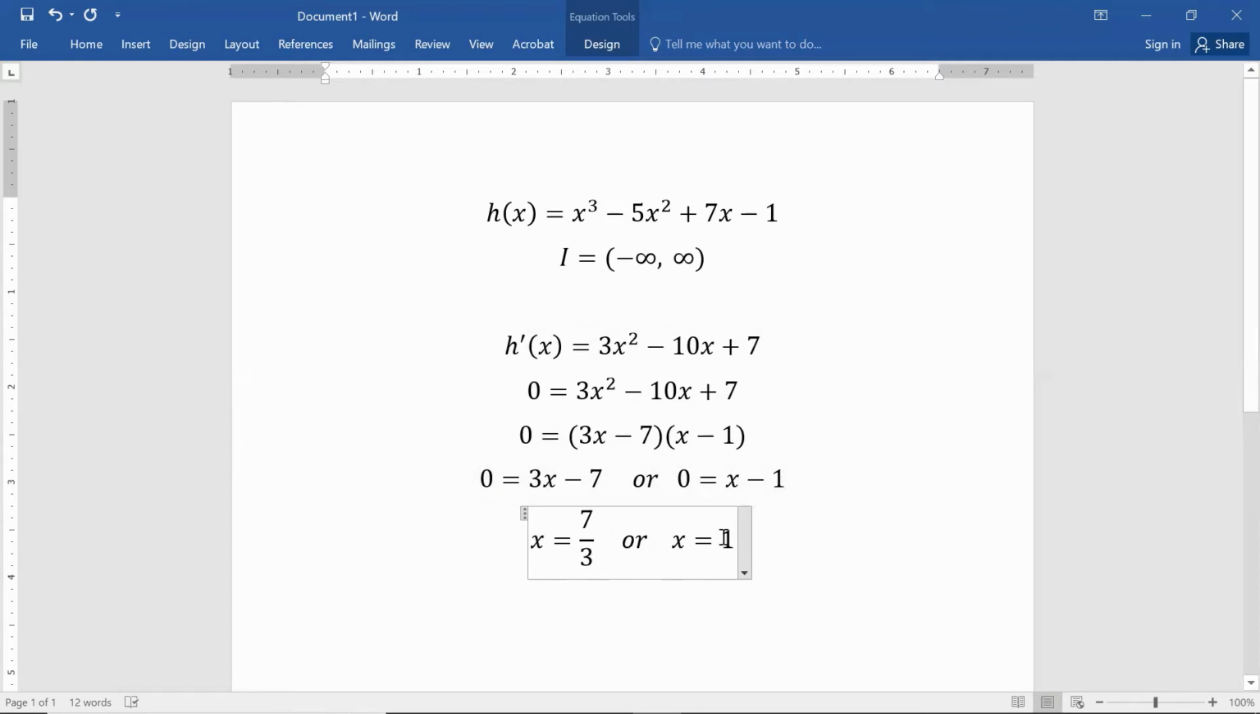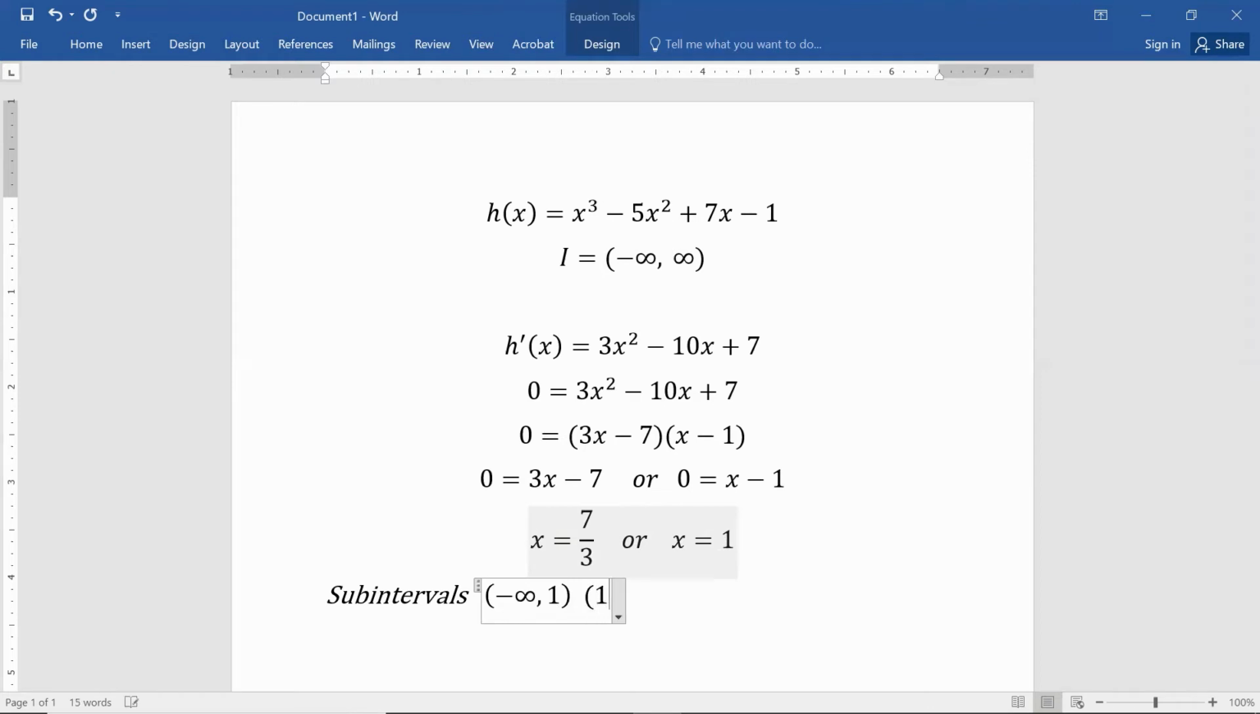Obviously, both of these critical values are in the interval from negative infinity to infinity. 7/3 is about 2.33 repeating, or 2 1/3. So 1 is the smaller number of these two. That means my subintervals are going to go from negative infinity up to the lowest critical value. The lowest critical value is 1.